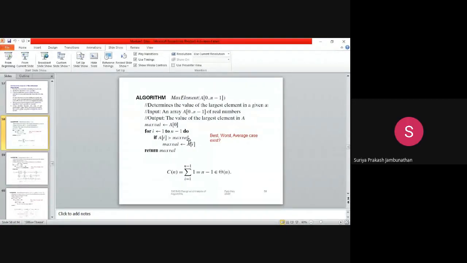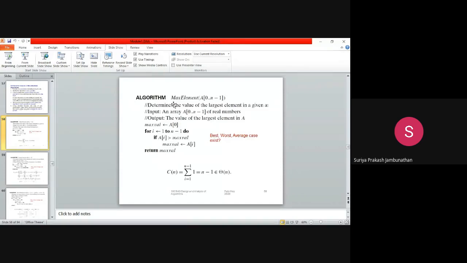True. So what happens? A of 4 will be stored in Maxwell. A of 4 is 25. That will be stored in Maxwell. So finally, we are getting the largest number of this algorithm as 25. So it will return the 25 to the calling place. Where we called, there we will retrieve the 25 and that will be displayed as output.